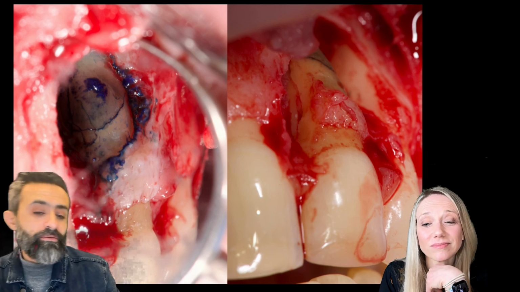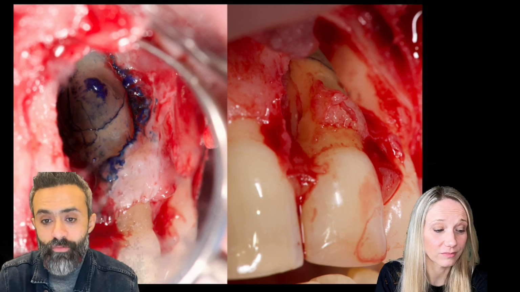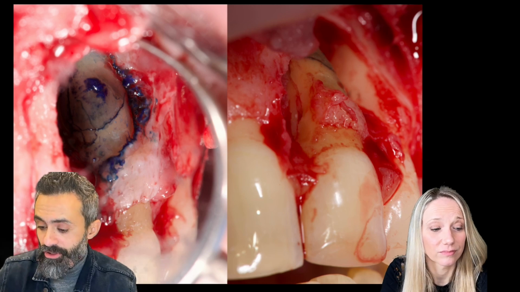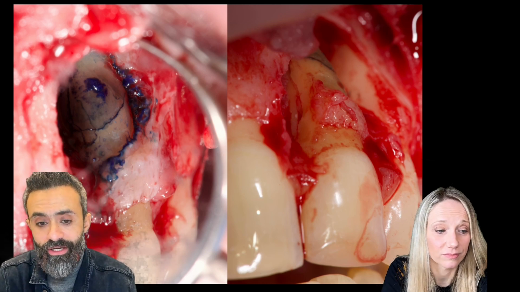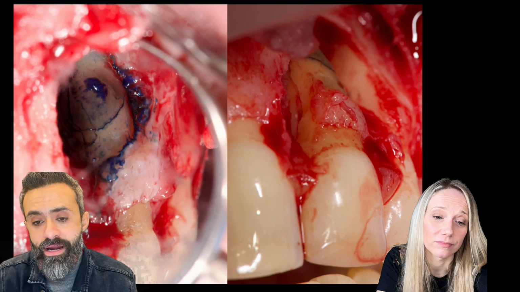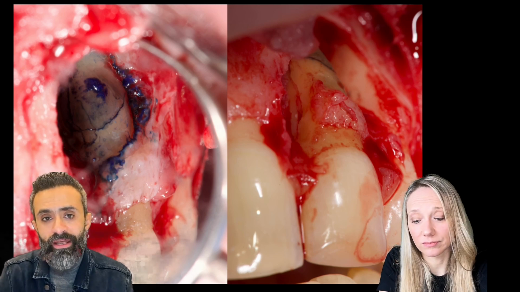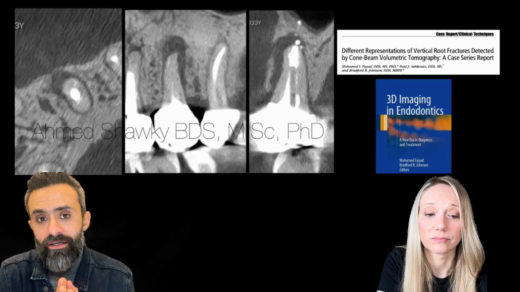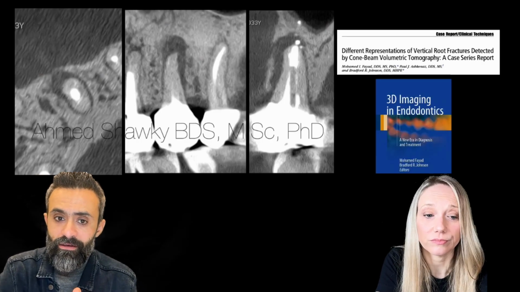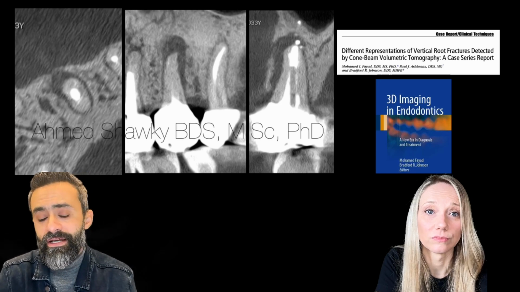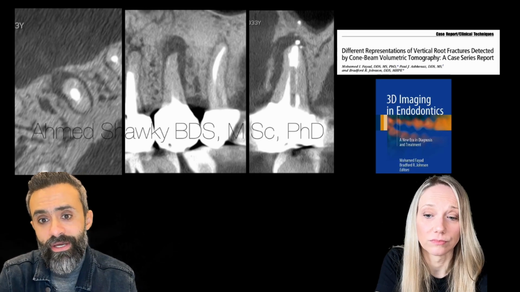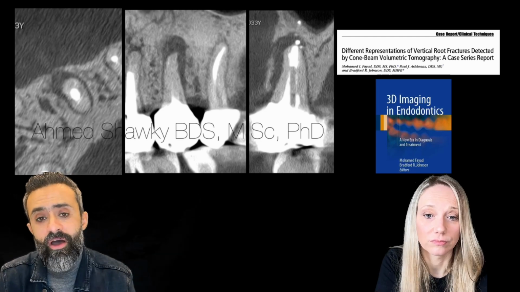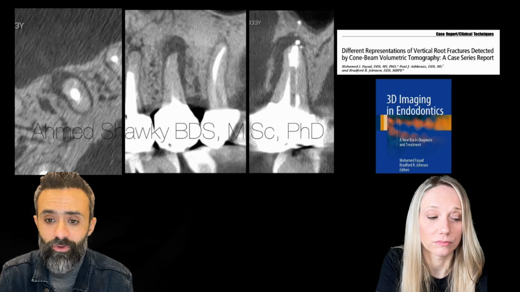Yes, I agree. Sometimes the crack is so small that it cannot be detected by the maximum resolution of the CBCT machine that you are using, or the scan setting that you are using. So I think in 2012, and it is included in the book 3D Imaging in Endodontics, there are certain signs that, despite you not seeing the crack on the CBCT, are highly suggestive of indicating the presence of a vertical root fracture.